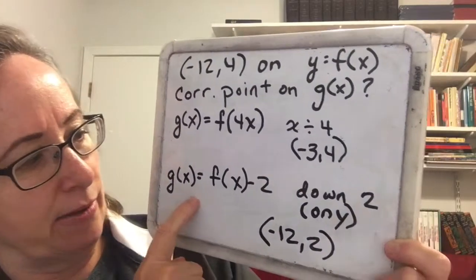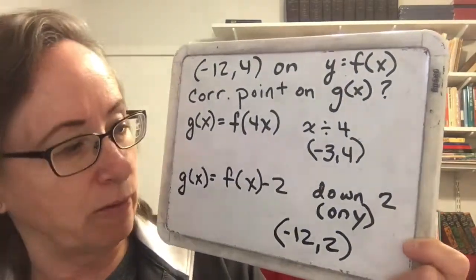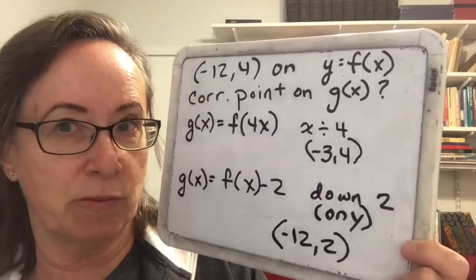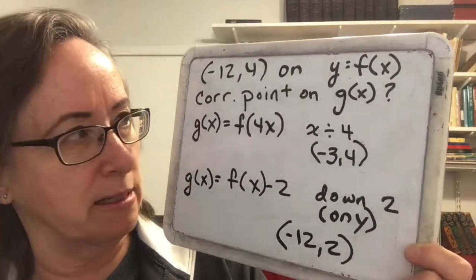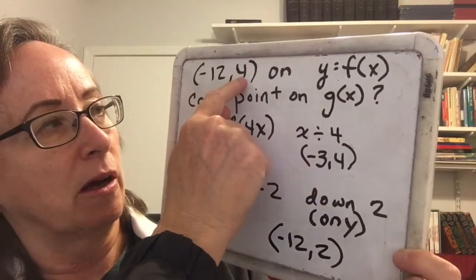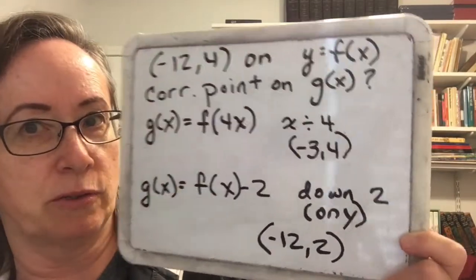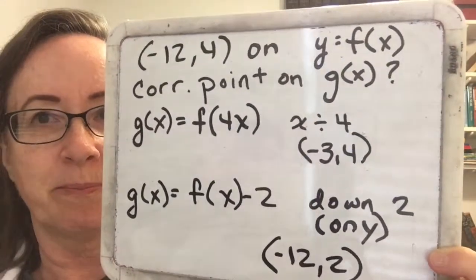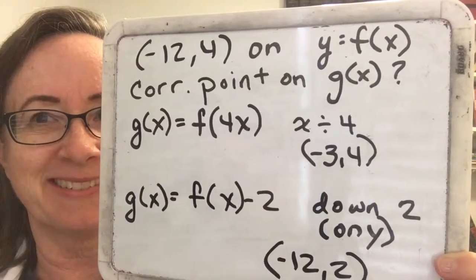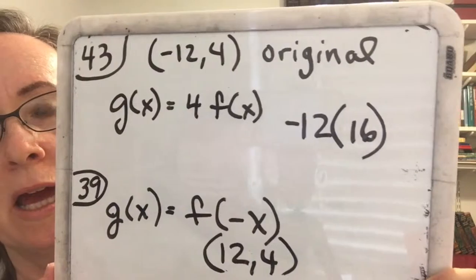And then on this one, f of x minus 2, that's going to be a translation downward. And remember, if it's downward, it's happening to the y coordinate of the point. So -12, 4, down 2 steps on the y would be -12, 2. So those, to me, are fun to do. Okay, so these are 2 more of those.